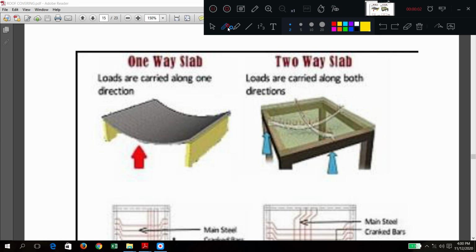Good morning once again. We are discussing this one now. So here it is a one-way slab, bending only in one direction. Here the bending is in both directions. So one-way slab, two-way slab.